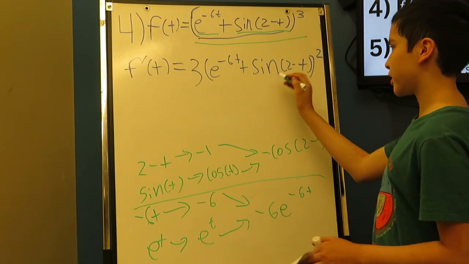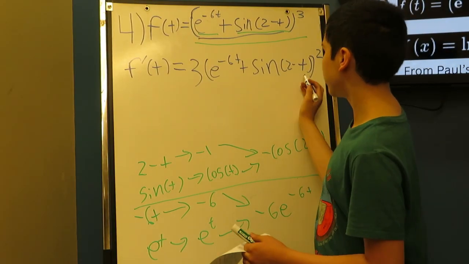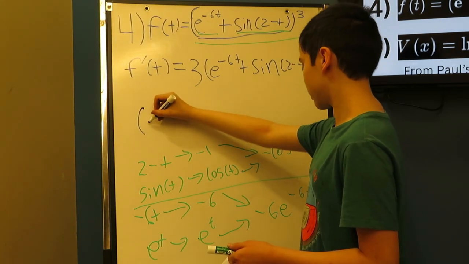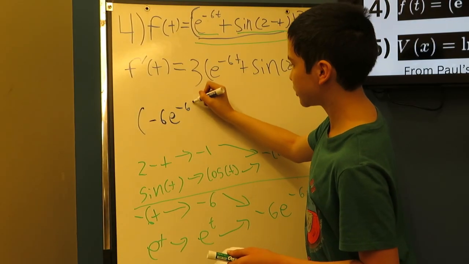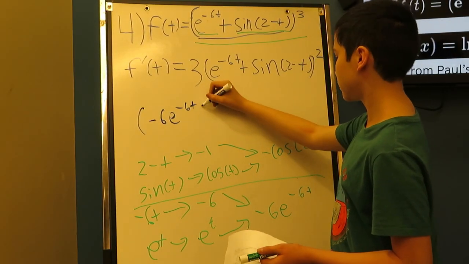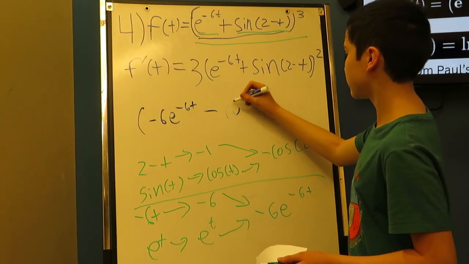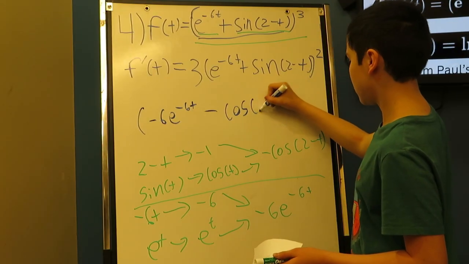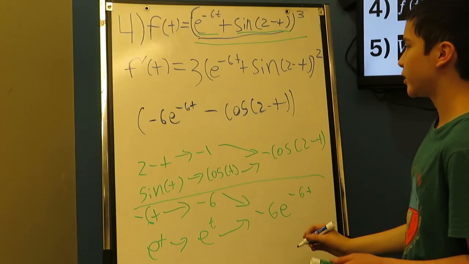Now plugging everything back into the original expression, we get this times negative 6 e to the negative 6t minus cosine of 2 minus t. And that will be our answer.